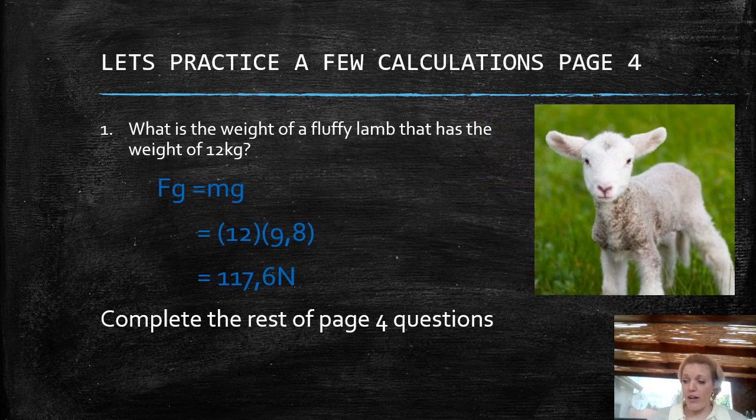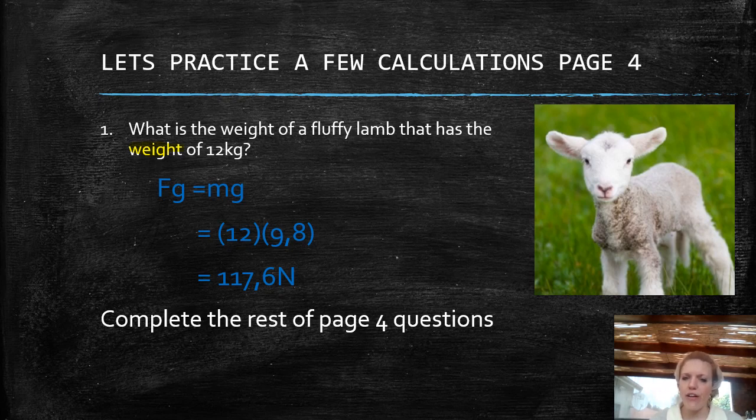At the top of page 4, you will see that there are a few calculations. I'm going to do the first calculation with you. You're going to write this in, and then you're going to do the remainder of the page 4 questions either in the rest of the lesson or as homework. The first question asks, what is the weight, not the mass, what is the weight of a fluffy lamb that has the weight, that has the mass? So, please take that word out. This should not be weight, it should be mass. So please write mass in there for me. Okay? That's a typo, I'm sorry.